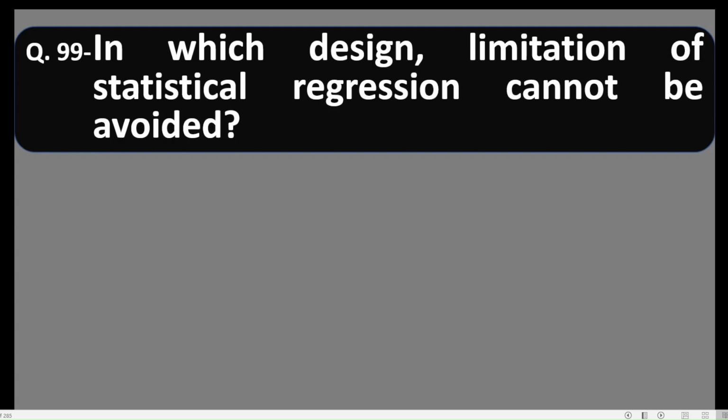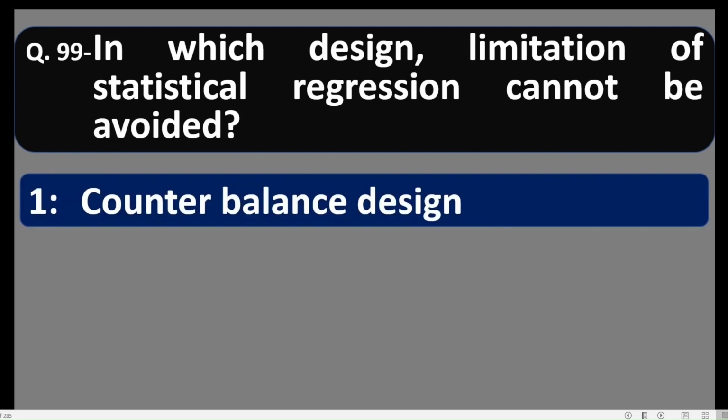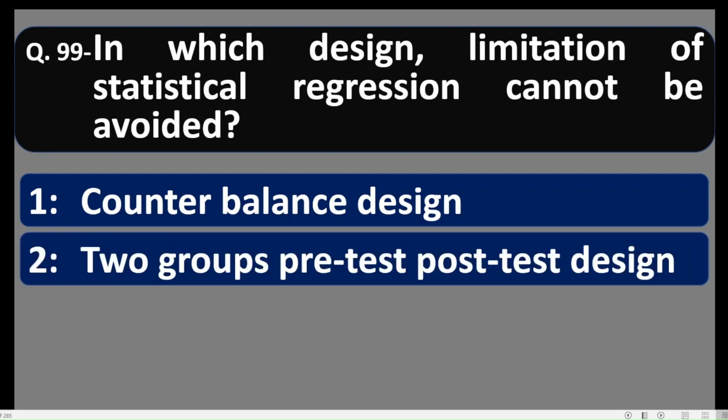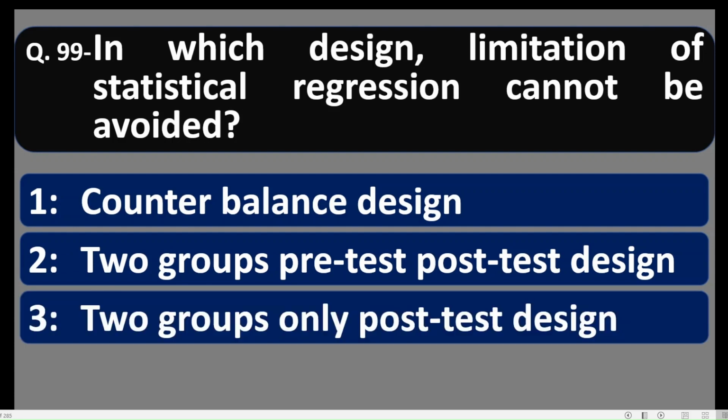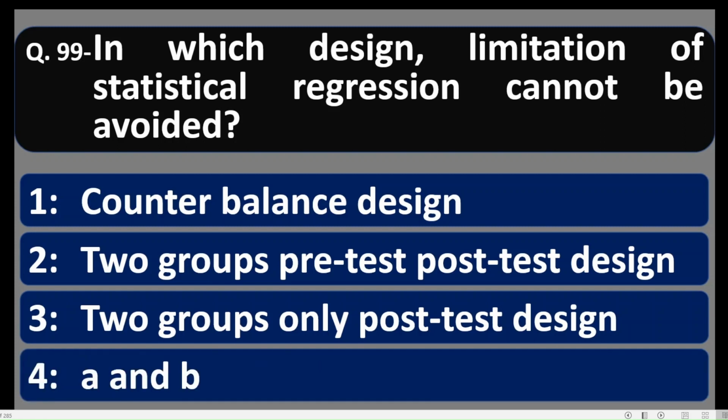Let us see in which design limitation of statistical regression cannot be avoided. Number one, counterbalance design. Here it cannot be avoided because here twice or more than 2 times the test is conducted. Two groups pre-test, post-test design. Here twice the test is conducted. So statistical regression may be there. Two groups only post-test design. Here it can be avoided because only once the test is conducted. And number 4, A and B. So out of given options, we can say number 4 option is correct. A and B, in both the cases, the statistical regression cannot be avoided.